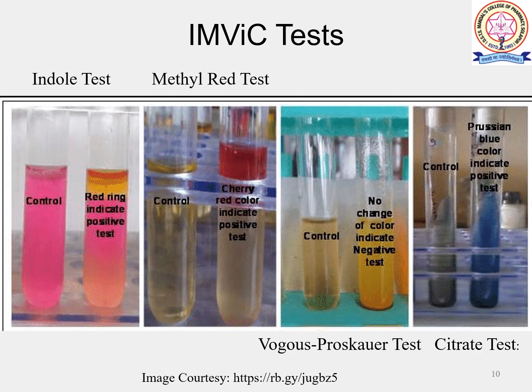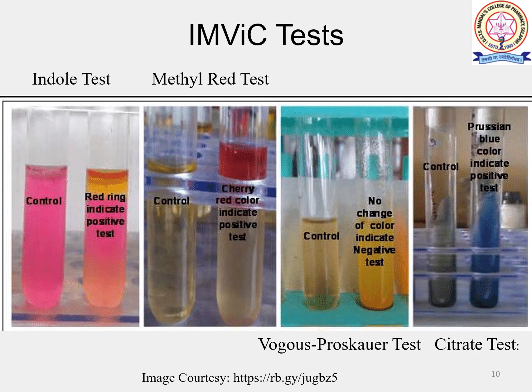Then the last one is the citrate test. In this test, we can see the growth of the organism as well as the development of a blue color. The Prussian blue color indicates the test is positive. This particular test is useful.